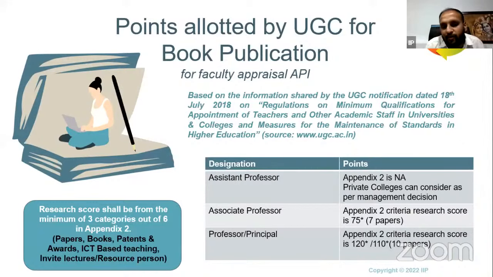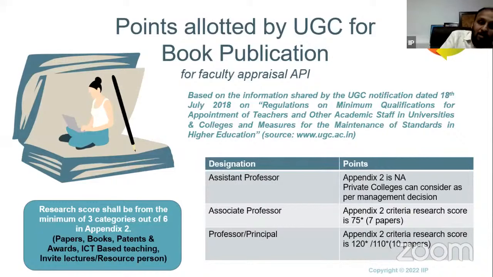So to get the promotion to associate professor, as per the Appendix 2 criteria, the research score must be 75, where a minimum of 7 paper publications has to be there, and the remaining points can be obtained by publishing books. Similarly, for promotion to professor or principal, the minimum score is 120, out of which 10 papers have to be published. Keeping the 10 papers' points aside, the remaining points can be obtained by publishing books.